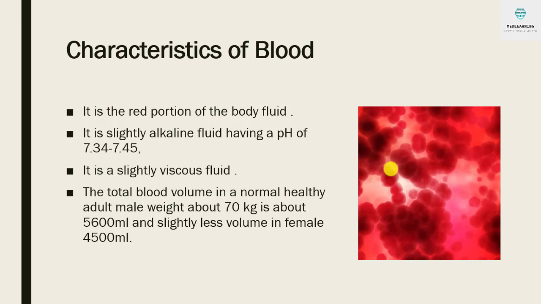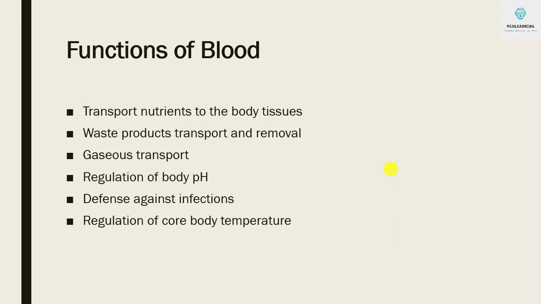And if I move on, I want to talk a little bit about the functions of blood. Blood has a large array of functions that it performs, but if I talk about a few functions, then these are as follows. Number one, it transports nutrients to body tissues. All of the nutrients in our body are basically transported via blood.